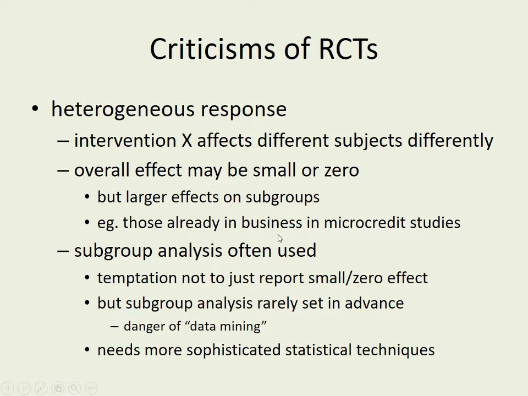which is the idea that whatever it is you're intervening could affect different subjects differently. So the overall effect might come out as small, so nothing much has happened. But then you might find that within those groups, there are particular subcategories where it has had an effect. For example, you could be giving out business loans, or microcredit loans, or business training, and even though in the whole area there's no difference in average between the treatment and control groups, it could turn out that within those groups, the ones that are already in business in the treatment groups have a much better boost to their income than the ones that are already in business in the control groups.